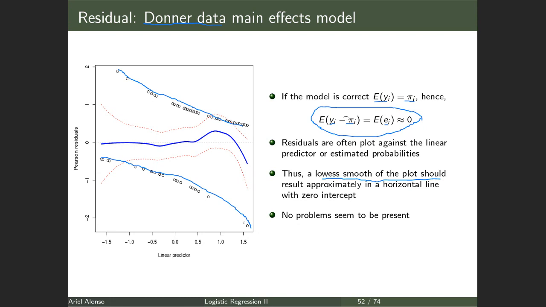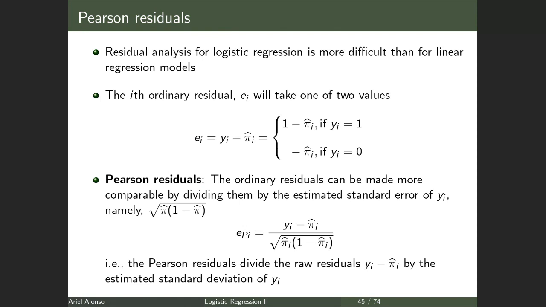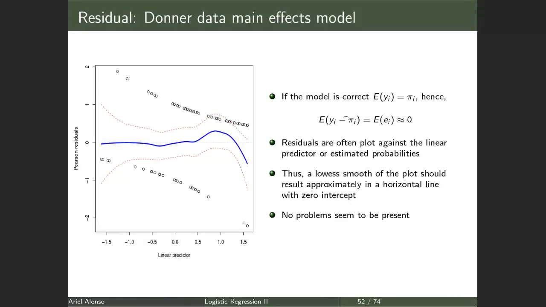You remember, if you go back to your definition of the residuals, you see that the residuals can only have two values, 1 minus pi hat or minus pi hat. That's the reason why you get only two possible lines here. For every value of the linear predictor, you may only get one of these two values, depending on whether the response was 0 or 1. And that makes the whole thing difficult to interpret.